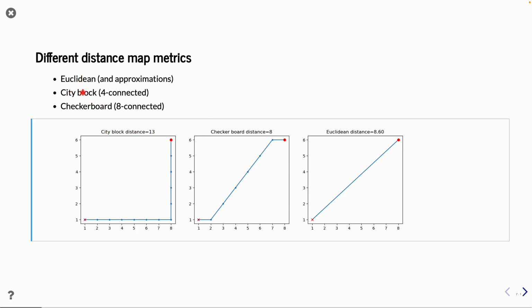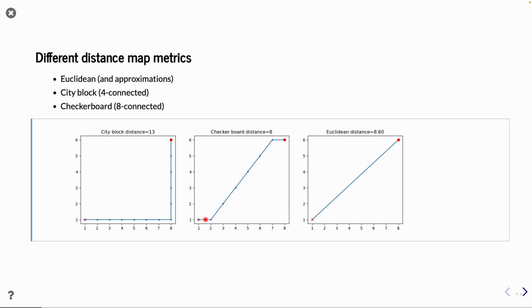So we have some different metrics here. We have Euclidean, we have city block, and we have checkerboard. And that's the 4 and 8 connected neighborhoods. If we look at the city block, that is the analog of walking around in a city, where you can just follow the streets. The distance you get when you do that, for this distance here, is 13. And that's quite far, because you can't take the diagonal. If you do the checkerboard distance and just count the pixels on the way, then you get the distance 8. And if you look at the Euclidean distance between the starting point and the end point, you get 8.6.